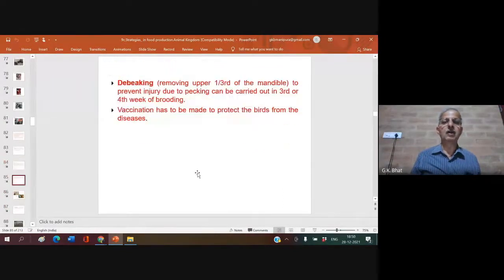Now you know that in the poultry farm, they always go for what is called debeaking. Generally, these cocks or hens fight with each other. To avoid fighting, they hurt with the beak. Generally debeaking is done when they are about 3 or 4 weeks old. Debeaking is holding the beak to an electric current and cutting the beak, removing the upper one third of the mandible. Okay, that is what is called debeaking.